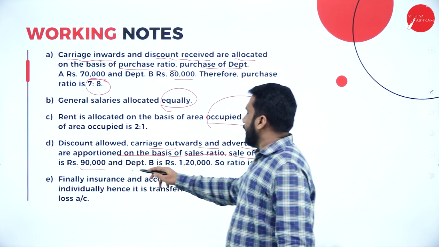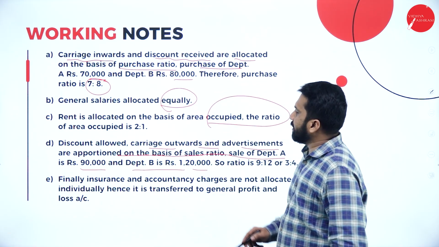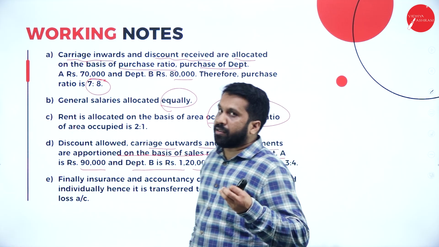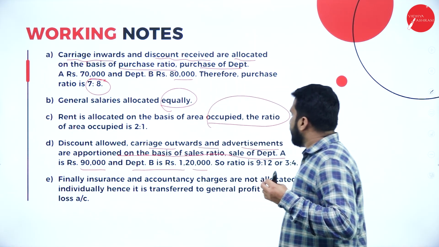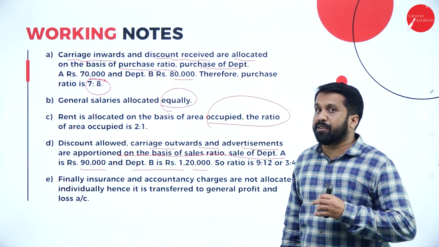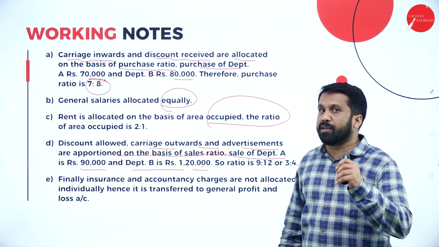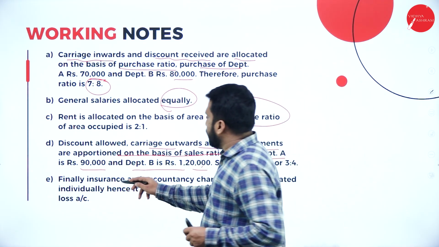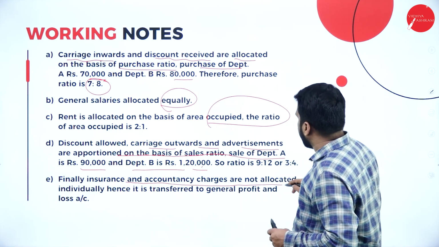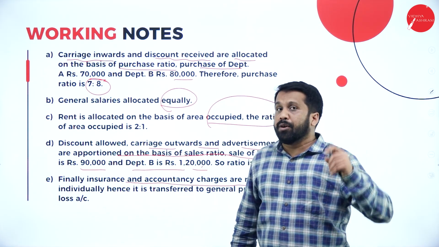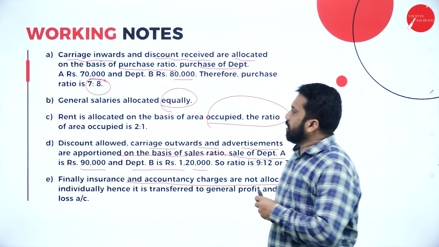The sales of department A is rupees 90,000 and department B is 1,20,000. As I told you, carriage outward, discount allowed as well as advertisement are always on the basis of what? Sales. You have to classify these things on the basis of sales. Finally, insurance and accountancy charges are not allocated. Why? Because we have taken them commonly.